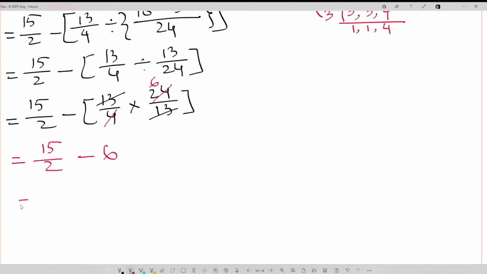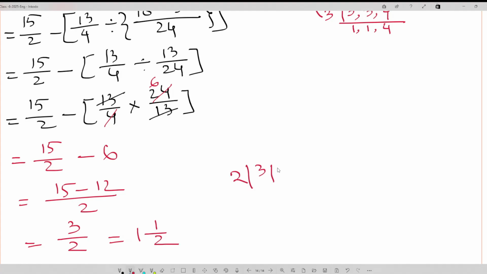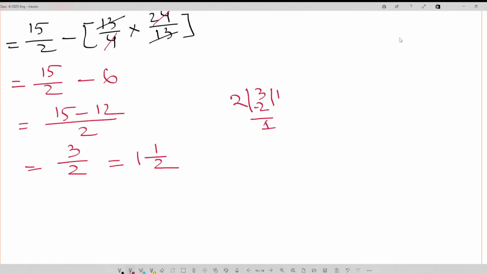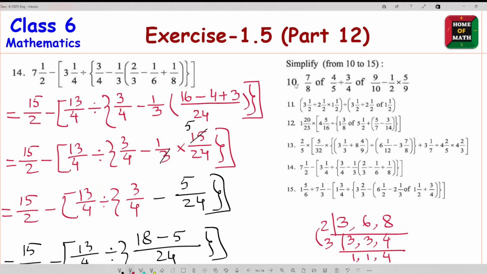Okay. So we can make LCM 2. Here is a 15. 6 times 2 is a 12. So 15 minus 12 is a 3. Divide 2. This one we can write 1 by 2. How? 3 we can divide by 2. So 1 2 divide, here is a 1. So 1 of 1 by 2. So our 10, 11, 12, 13, 14 done.